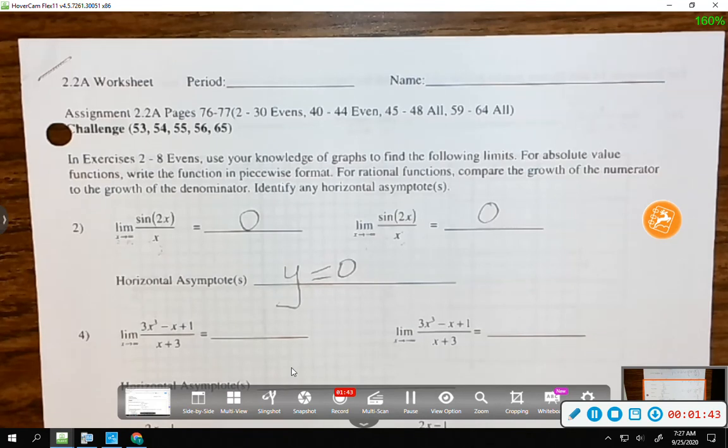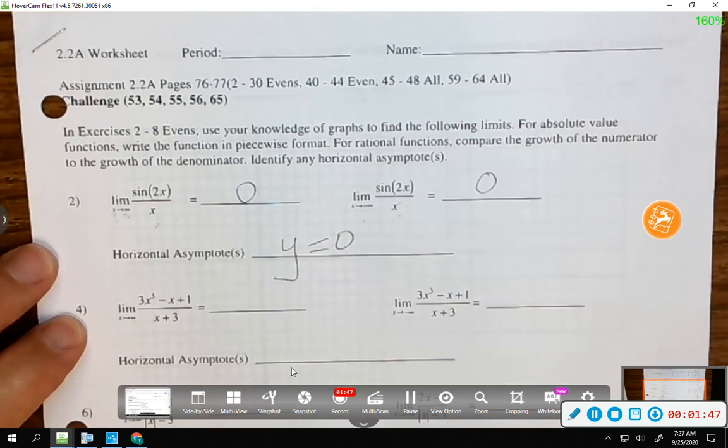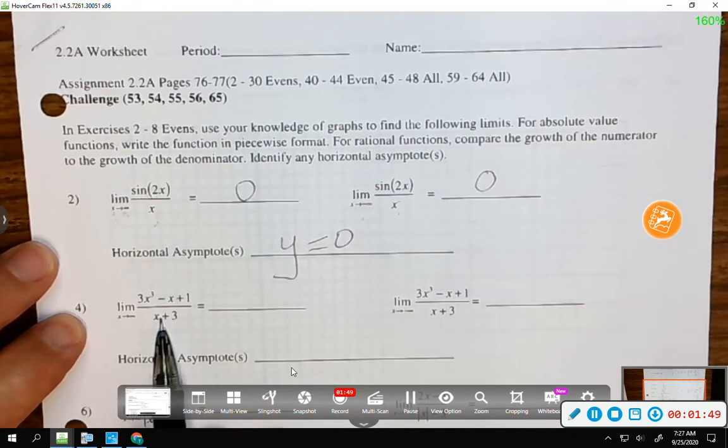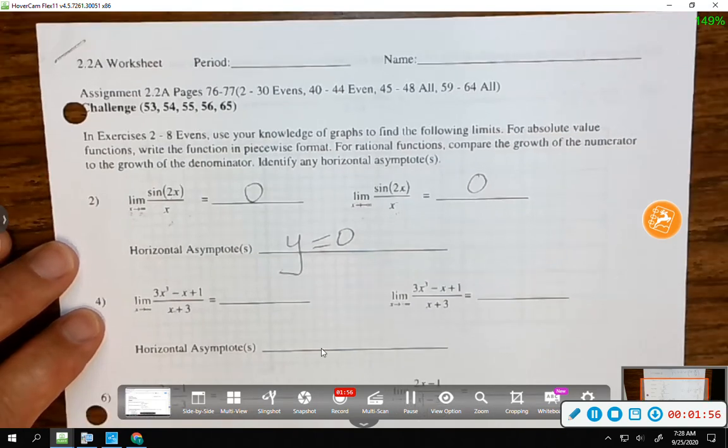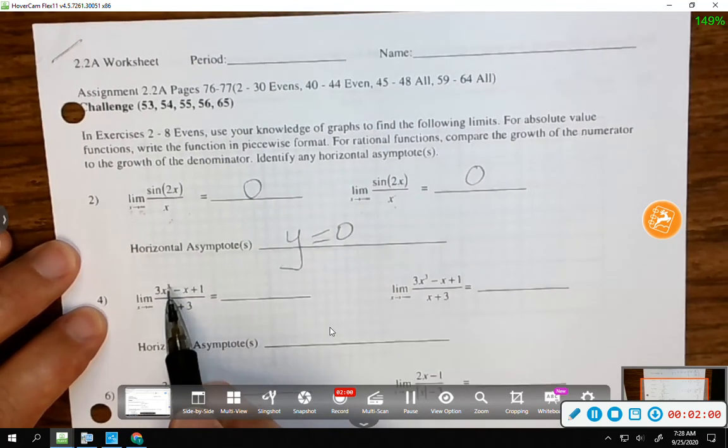Problem number 4. The limit as x approaches infinity of this rational situation. Notice that the degree in the numerator is larger than the degree in the denominator. The degree in the numerator is a cubic. The degree in the denominator is a linear. So the degree is 3, the degree is 1.